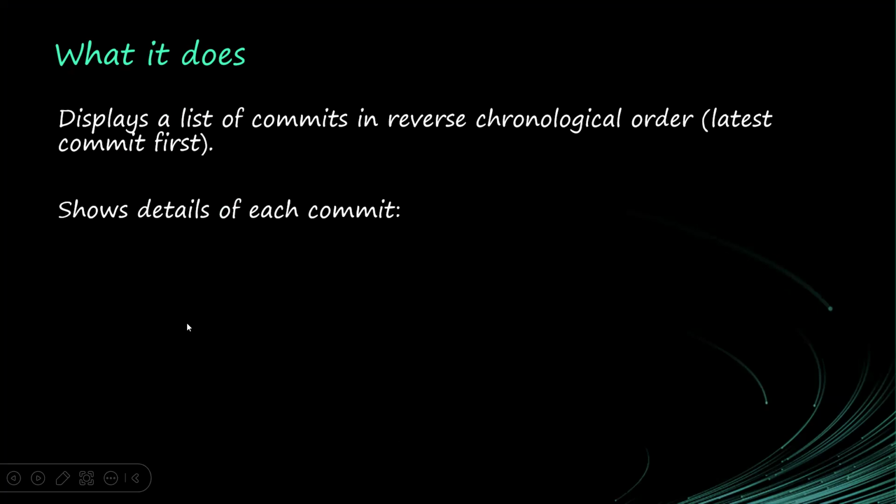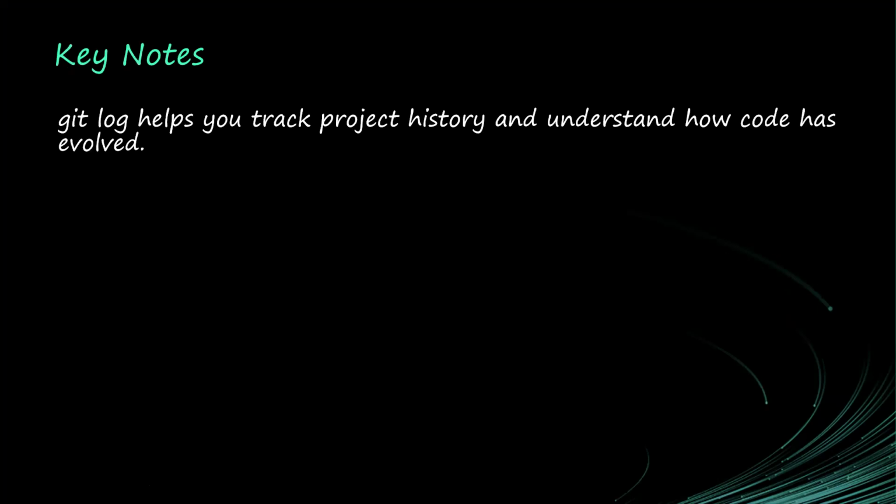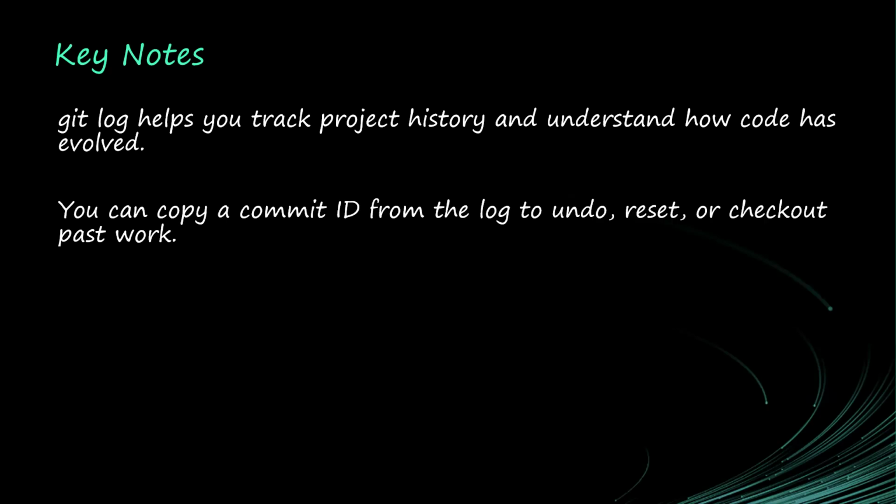It shows details of each commit: the unique commit ID, that's the hash, which I just showed you, the author's name and email, the date and time, and the commit message. So git log helps you track project history and understand how code has evolved. You can copy a commit ID from the log to undo, reset, or check out past work.